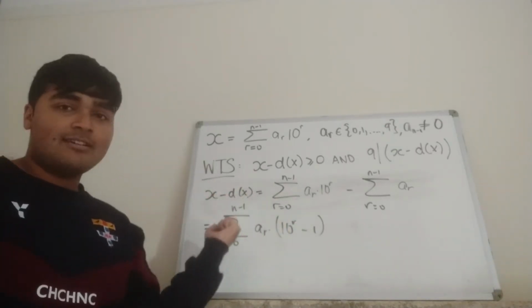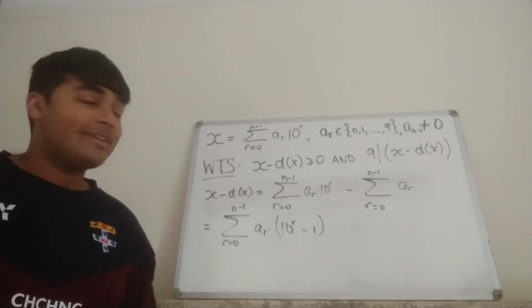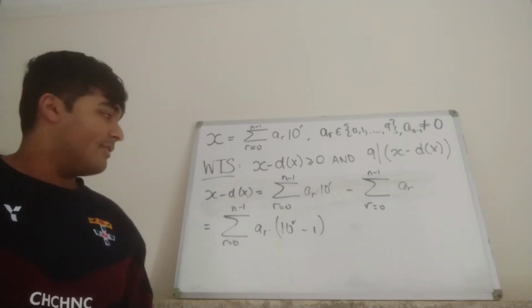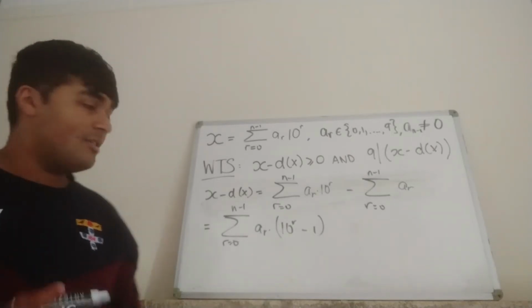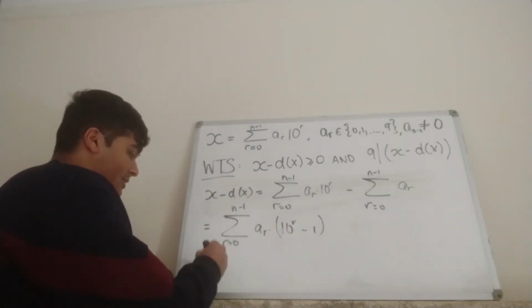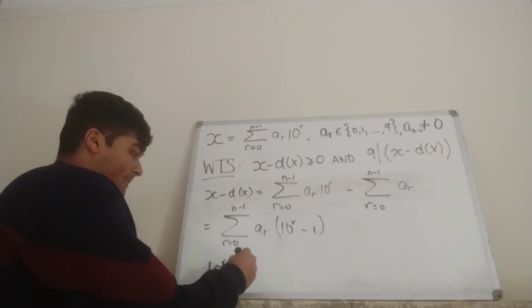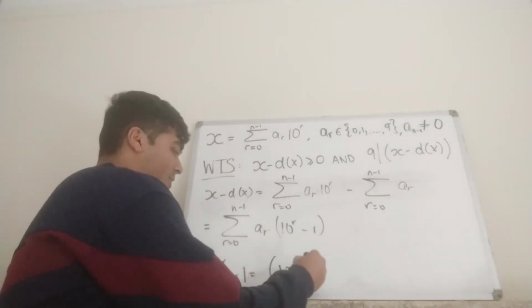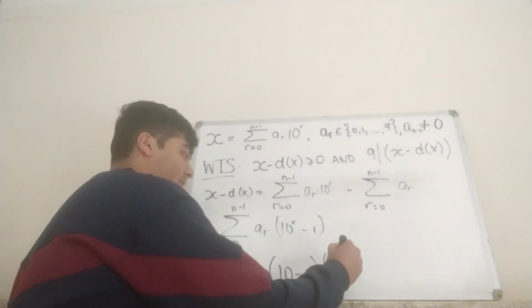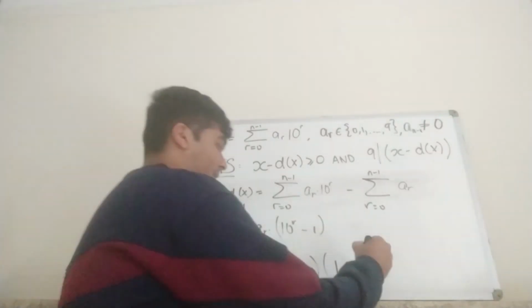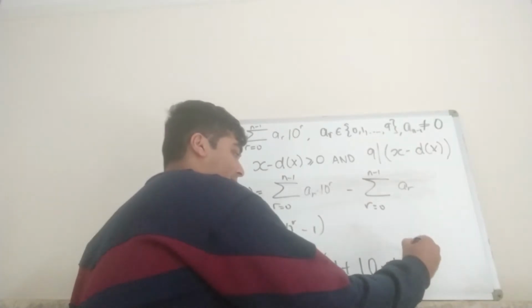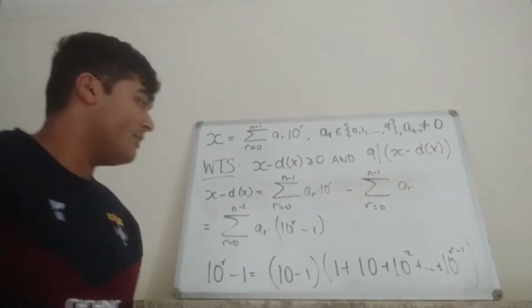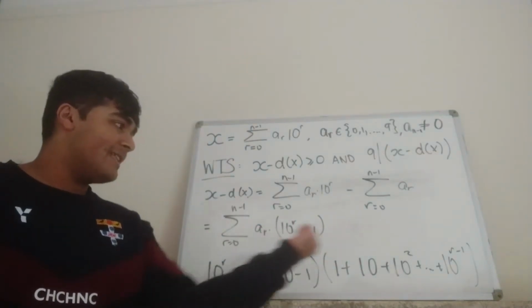We want to show that this guy here is a multiple of 9, and the way we're going to show that is by showing that 10^r minus 1 is always a multiple of 9. Perhaps the easiest way to do that is noticing that 10^r minus 1 is the same as, if we factor this, 10 minus 1 times 1 plus 10 plus 10 squared plus so on, all the way up to 10^(r-1), like so. And you can just verify this by expanding this guy out.